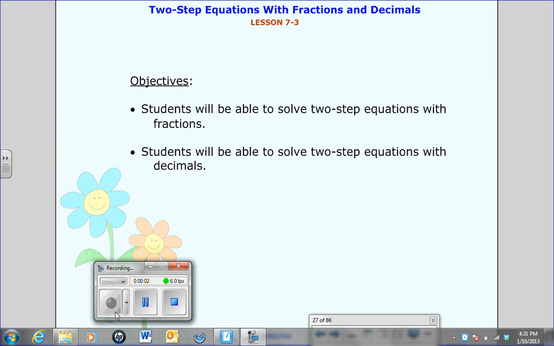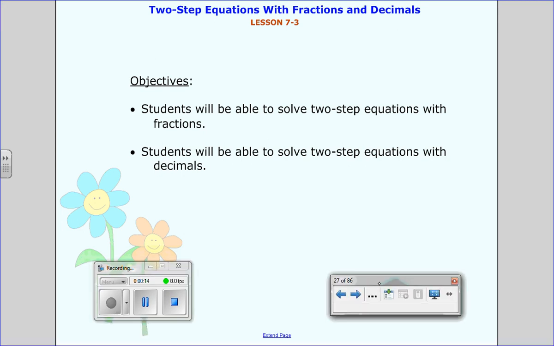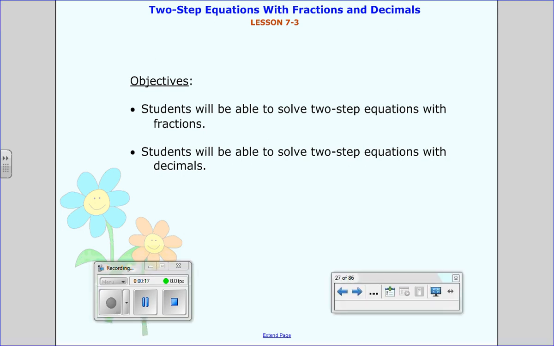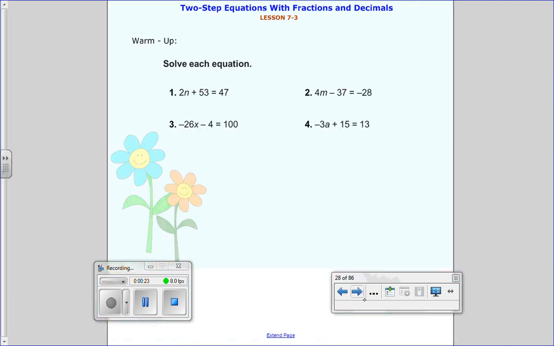Hello, 7th grade, and this is lesson 7-3 on two-step equations with fractions and decimals. In tonight's lesson, you're going to be able to solve two-step equations with fractions, and you're also going to be able to solve two-step equations with decimals. And I have to say, you probably knew this was coming. I mean, come on, we just solved two-step equations with whole numbers, so of course we have to go to fractions and decimals.